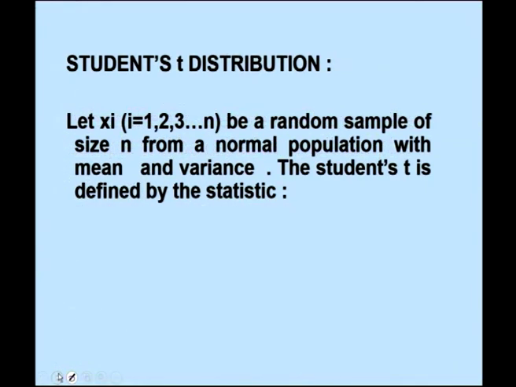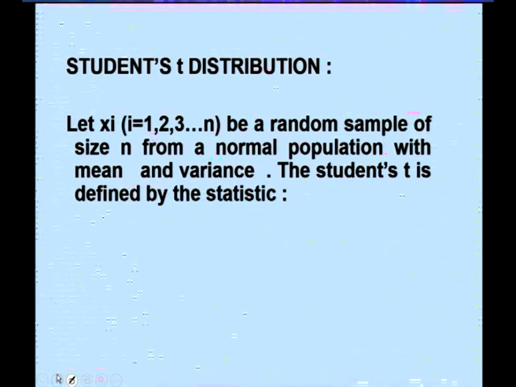First of all, a student's t distribution will be discussed. Just let me explain what is the use of student's t distribution. The student's t test is used to test the mean, whether it is single mean or difference of means or paired observations, but student's t test is used for testing the mean in small sample theory.